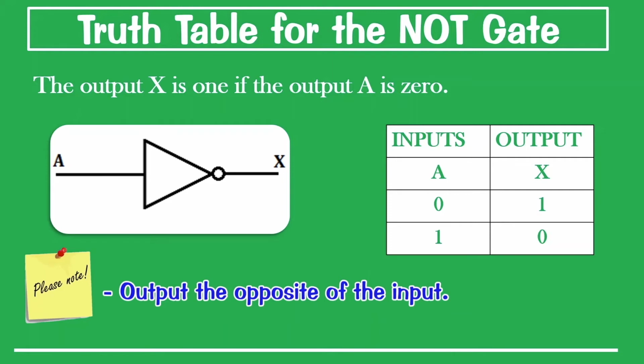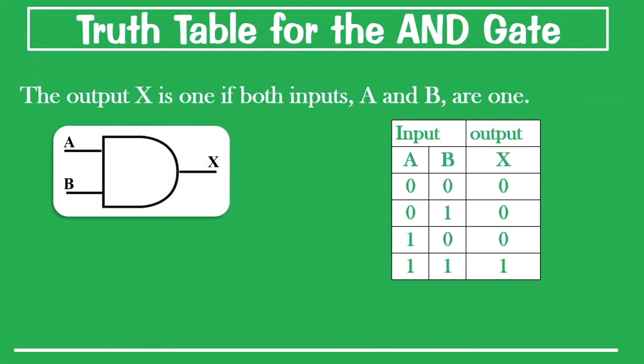Now, viewers, for the AND gate, both inputs must be positive, 1. Then the output is also positive, 1. X is equal to A AND B. This follows that if A is equal to 1 and B is equal to 1, then X is equal to 1. Otherwise, X is 0 if A or B or both is 0. Right, viewers, let's move on to the next gate.